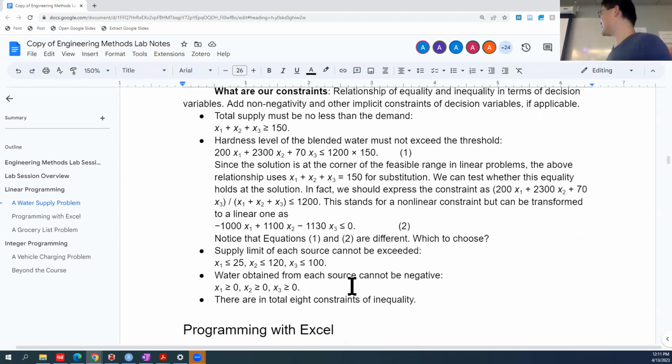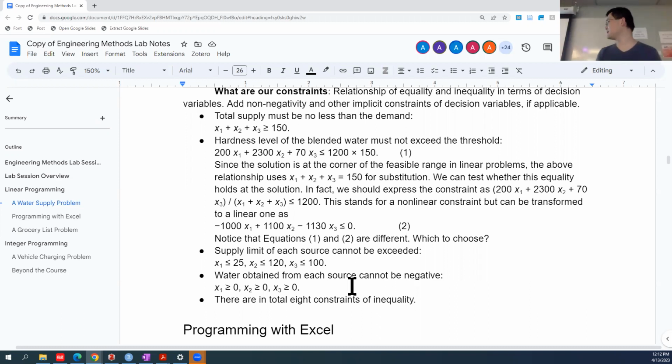Okay, about the hardness. How can we satisfy the hardness constraint? In the question, we were told that we want to make sure the final water has a hardness no more than 1,200. One very easy way is that we can simply say that the total weight of the hardness, if we extract 150, that's the daily water demand, right? So if this maximum hardness threshold is satisfied, the total amount of hardness we find in the blended water will be 1,200 times 150, right? That means the quantity of the total hardness from our extracted water should not exceed this amount. So that's what you see here.